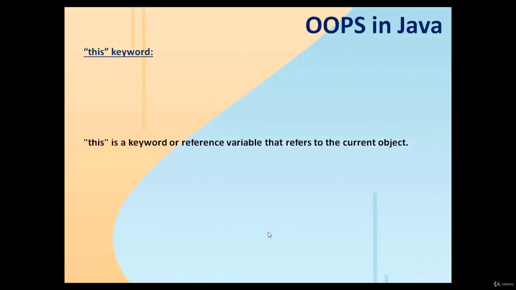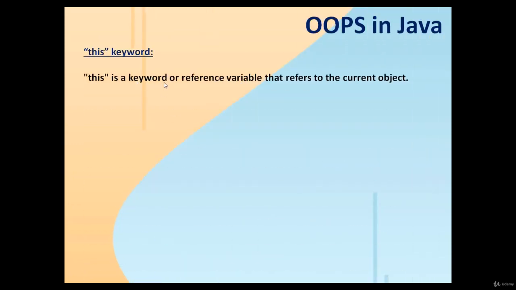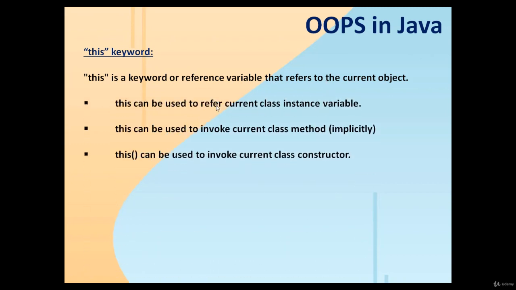So what is the role of this? This is a keyword or reference variable of Java that refers to the current object. This can be used to refer to the current class instance variable. This can be used to invoke a current class method, this dot display details. And this can be used to invoke the current class constructor. This with parameters, that's what we call constructor chaining.